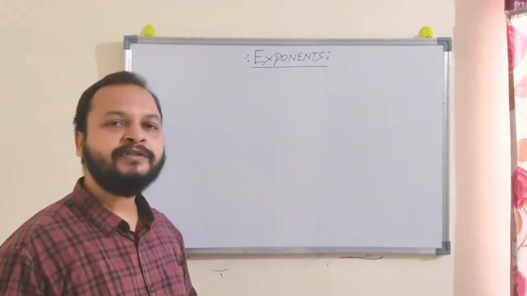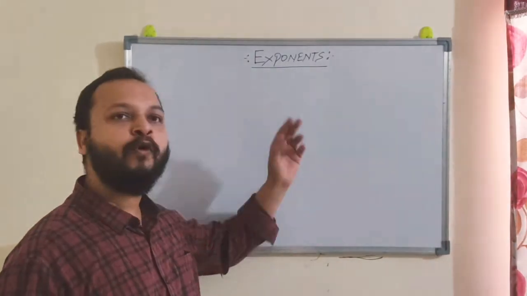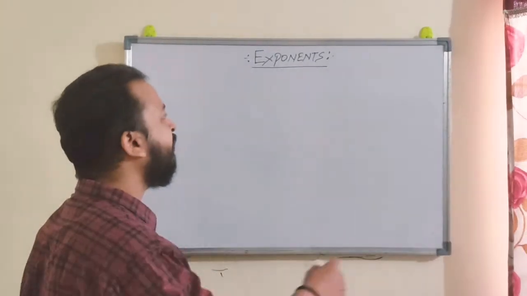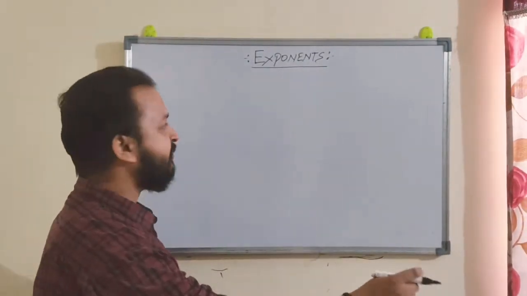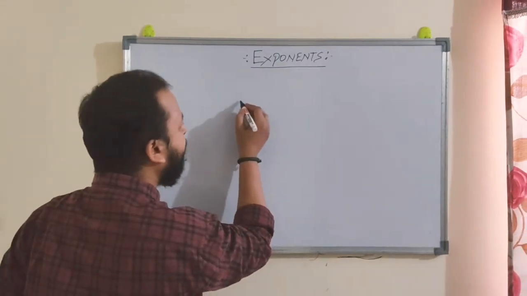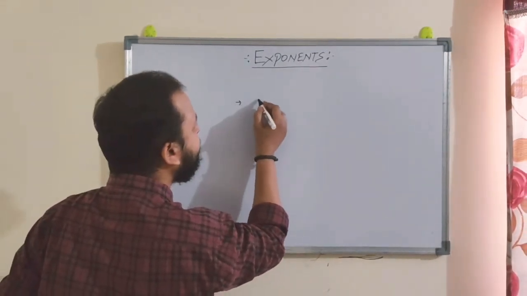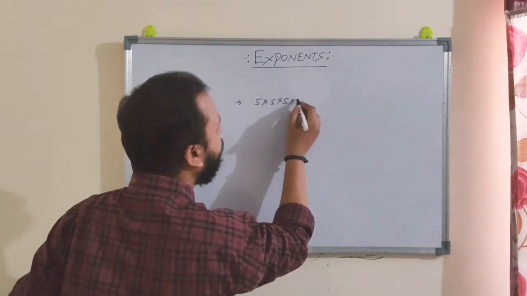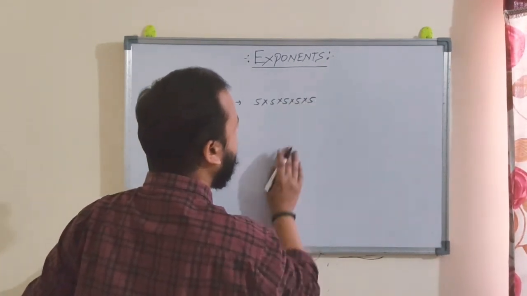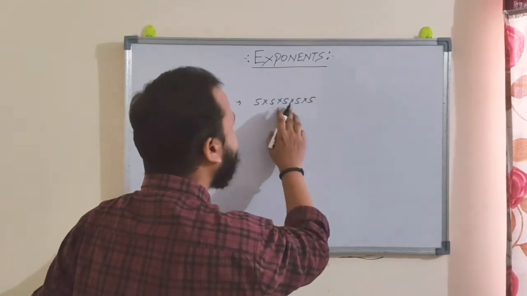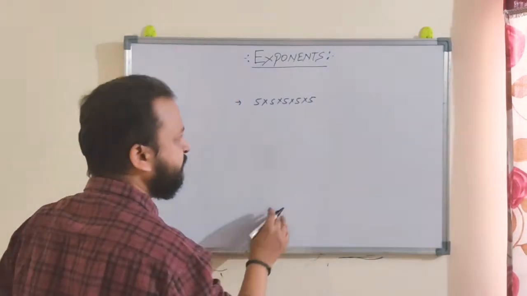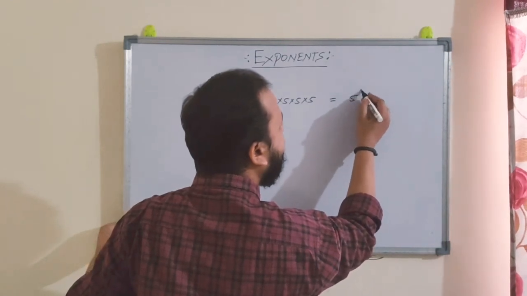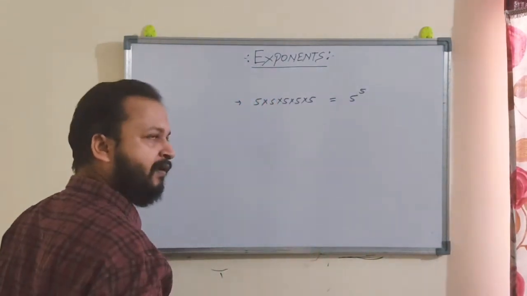So today we are going to start a new chapter, that is exponents, right? I hope you studied exponents in the previous class, right? Suppose the number is written like this: 5 into 5 into 5 into 5 into 5. So here 5 is written how many times? 5 times. So you can write it as 5 to the power 5, right?